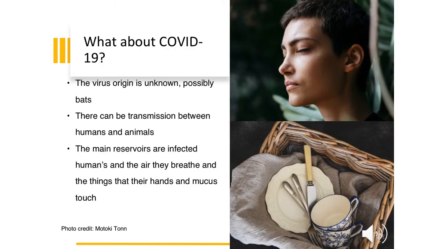But what about COVID-19? We don't actually know the origin. It's not been clearly defined. It's possibly bats that we would have had that crossover from. But really that doesn't matter. Well, it doesn't for the future, but for right now and for church leaders it doesn't. Because what we really want to be concerned about is the transmission between humans and animals. So really the main reservoir of infection for COVID-19, the virus that causes COVID-19, is infected humans and the air that they breathe and the things that their hands and mucus touch.